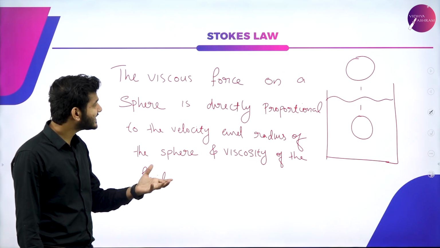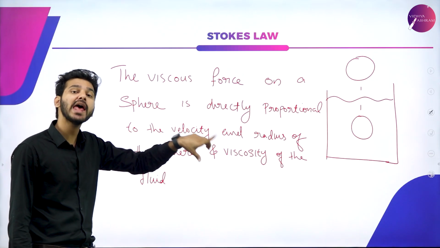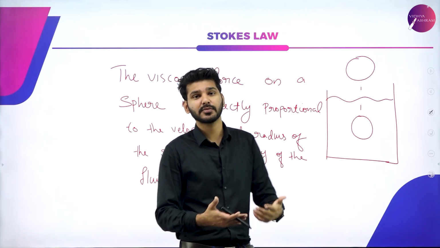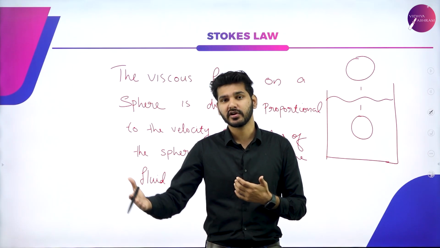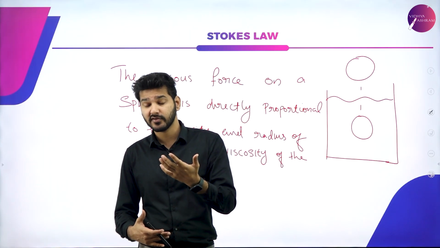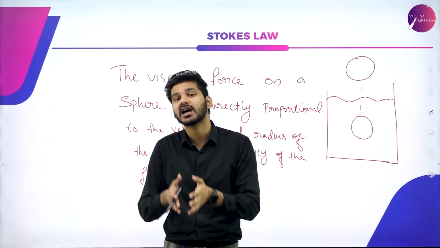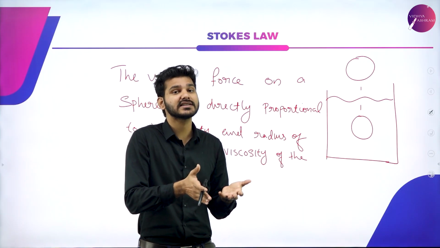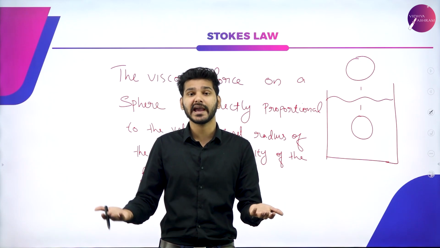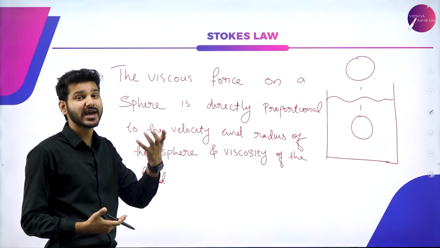So what Stokes' law states is that the viscous force on a sphere is directly proportional to the velocity and radius of the sphere and viscosity of the fluid. So again, viscosity determines how a fluid can actually flow. If the viscosity is really high, the fluid can flow only by a little margin. But if the viscosity is really low, which means the fluid can flow very easily. For example, honey is a highly viscous fluid, while water is a very less viscous fluid. That is compared to honey. And if you compare air with that, air is even less viscous.